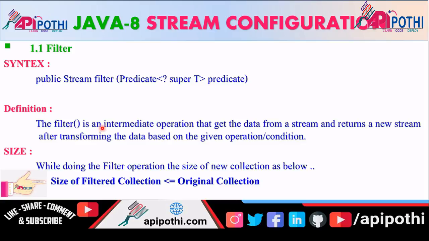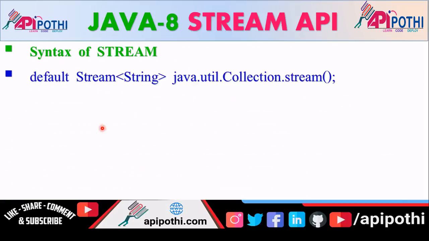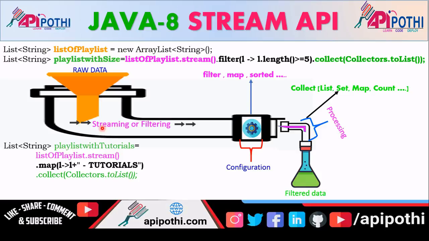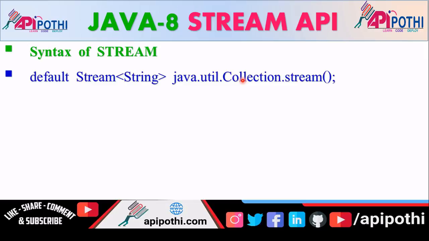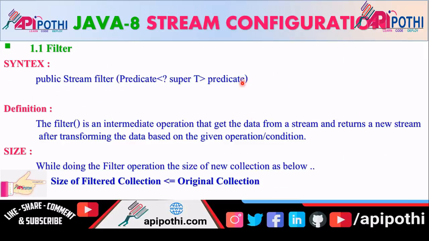Okay. Now what is the filter? The filter is an intermediate operation that gets the data from the stream, obviously. So where exactly does the filter reside? If you see this image, filter is here. Okay. So the data which is coming from the stream is getting modified by the filter. So the filter is doing some filter operation inside the configuration.